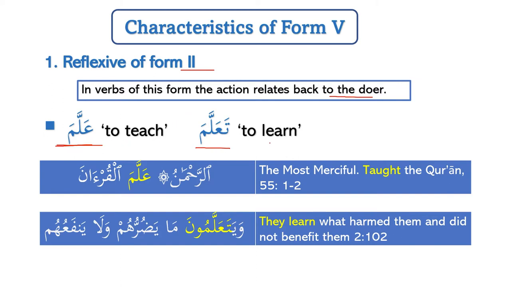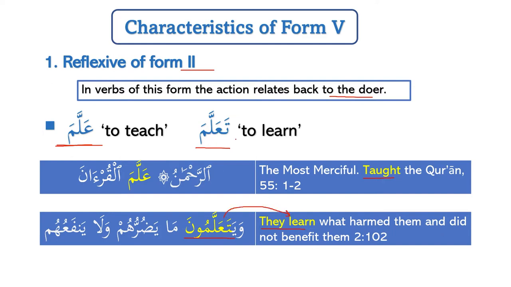Allama, to teach, ta'allama, to learn. The examples from the Quran: Ar-Rahman allama al-Quran. The most merciful taught the Quran, as we can see over here. Allama, taught. And then we move on to Surah Al-Baqarah. وَيَتَعَلَّمُونَ مَا يَضُرُّهُمْ وَلَا يَنْفَعُهُمْ. They learn. So now we can see here when it is يَتَعَلَّم and the plural is يَتَعَلَّمُونَ, it refers to learning. They learn what harmed them and did not benefit them.